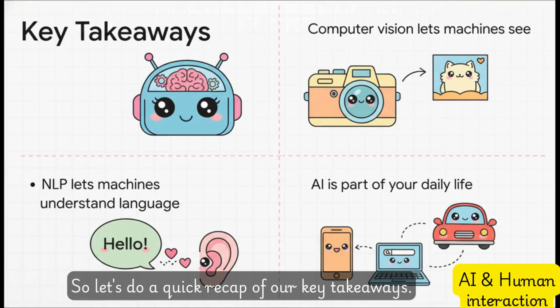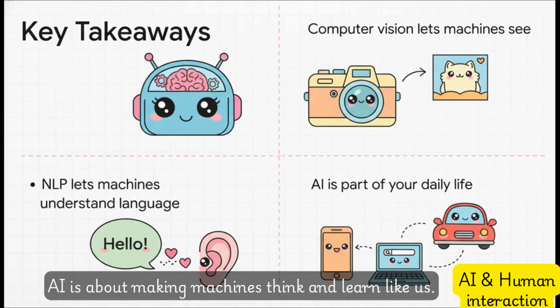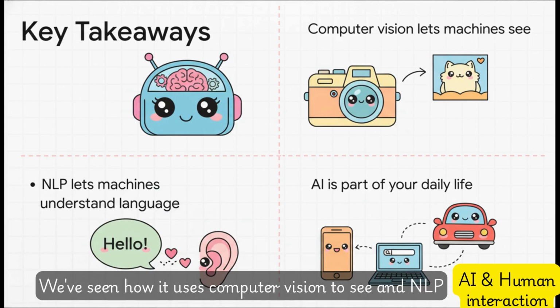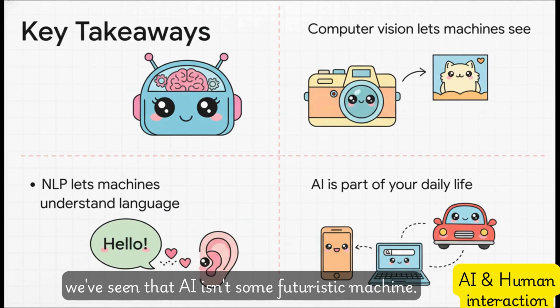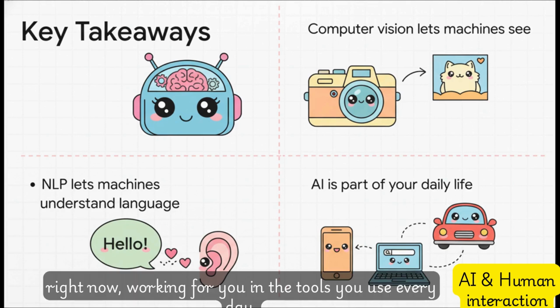So let's do a quick recap of our key takeaways. At its heart, AI is about making machines think and learn like us. We've seen how it uses computer vision to see and NLP to understand our language. And maybe most importantly, we've seen that AI isn't some futuristic idea. It's already here, right now, working for you in the tools you use every day.